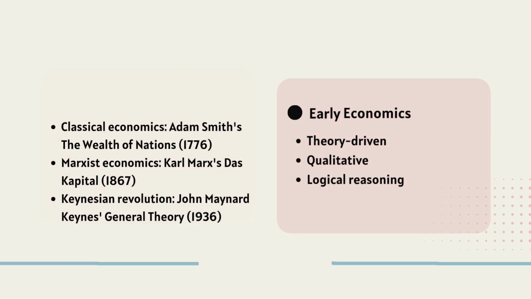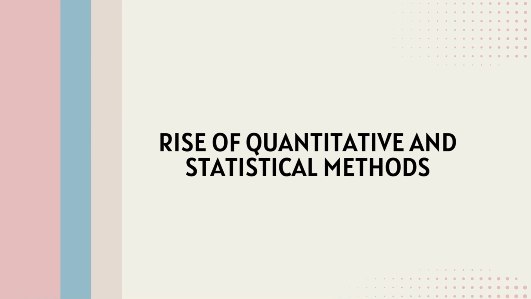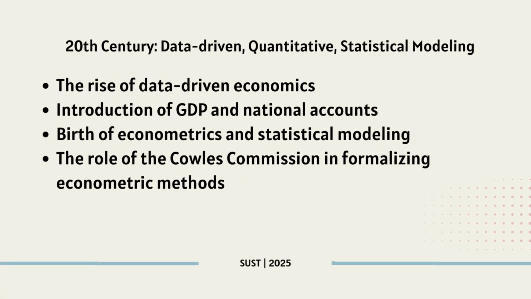Then came the rise of quantitative and statistical methods. With the 20th century came the need for more empirical research. Economists started using statistics to validate theories. This shift led to the rise of econometrics, pioneered by Ragnar Frisch and Jan Tinbergen, who formalized economic modeling.